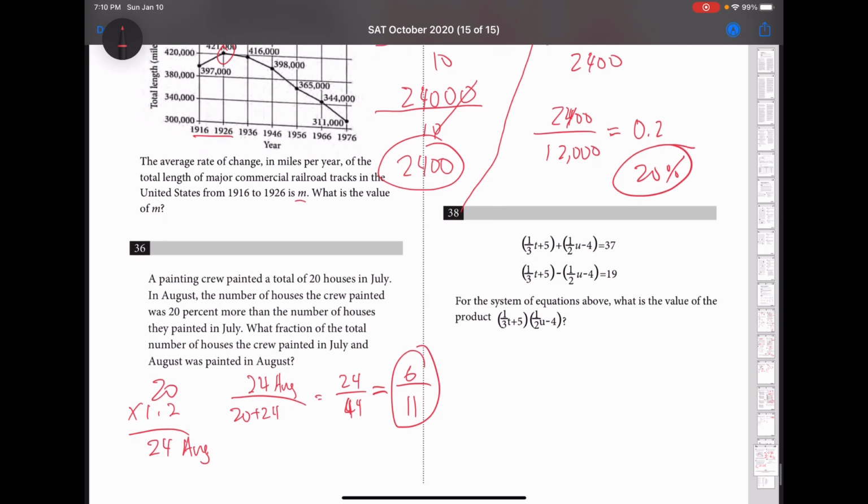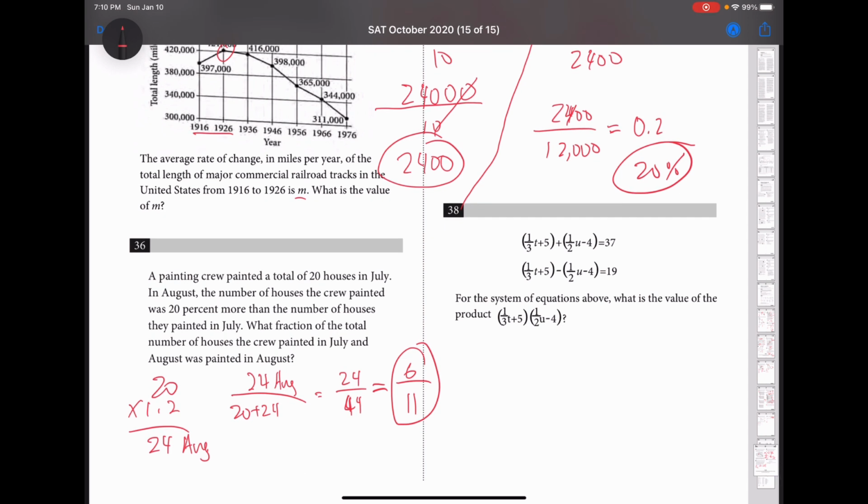Number 38. You have to follow the equations above. Okay, so A plus B equals that, A minus B equals that. For the system of equations above, what is the value of the product of that? Okay. So the way I would do this is I would replace this with A, and then I would replace this with B. So I know that A plus B is equal to 37. A minus B is equal to 19.